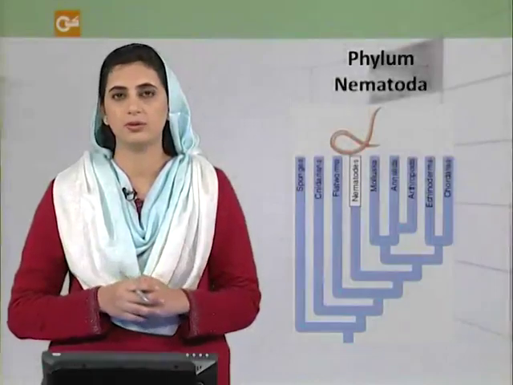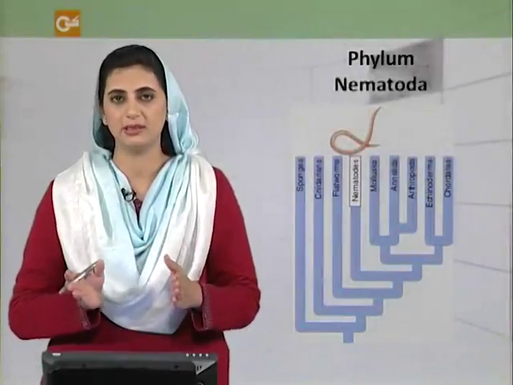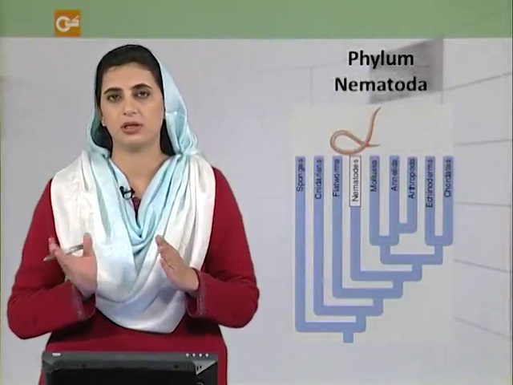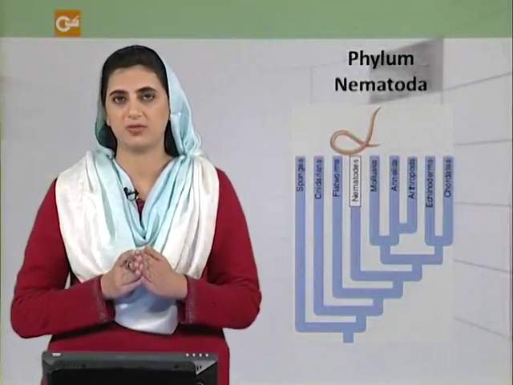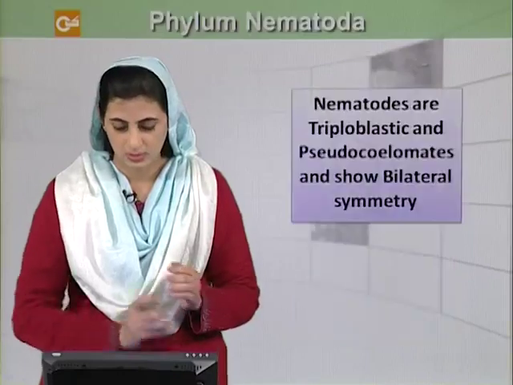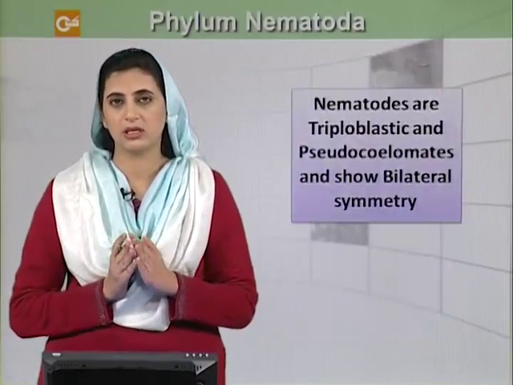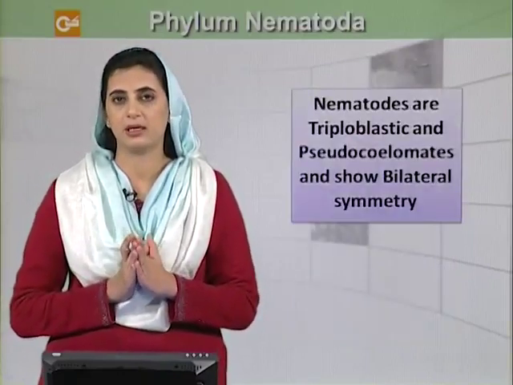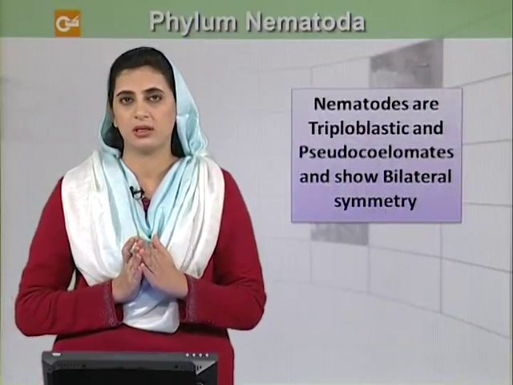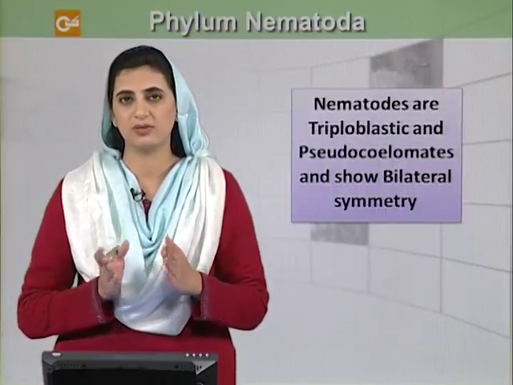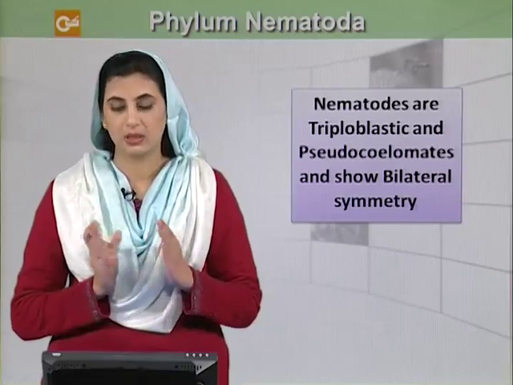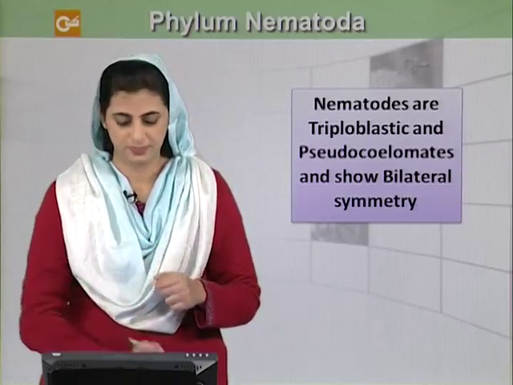Phylum Nematoda includes mostly worms with pointed ends, और इसमें mouth या फिर anal end जो है वो specify नहीं होता. And these nematodes are actually triploblastic and they are pseudocoelomates. Actually, pseudocoelomate is a primitive coelom, and they also show bilateral symmetry.